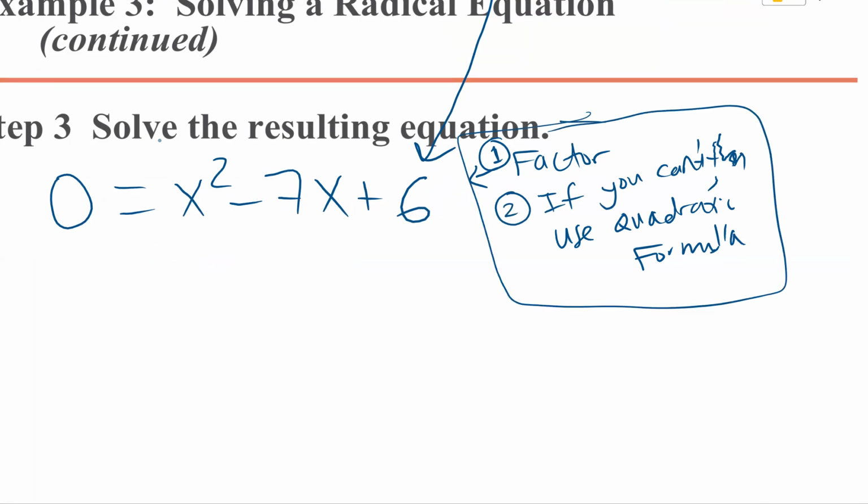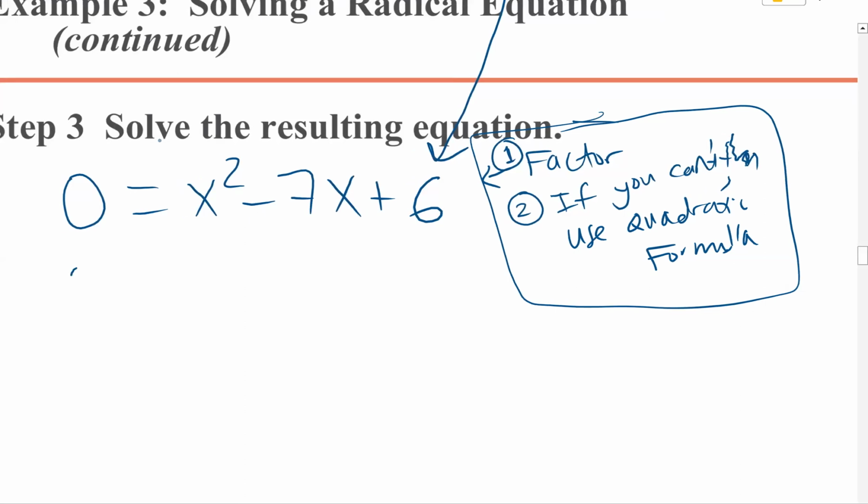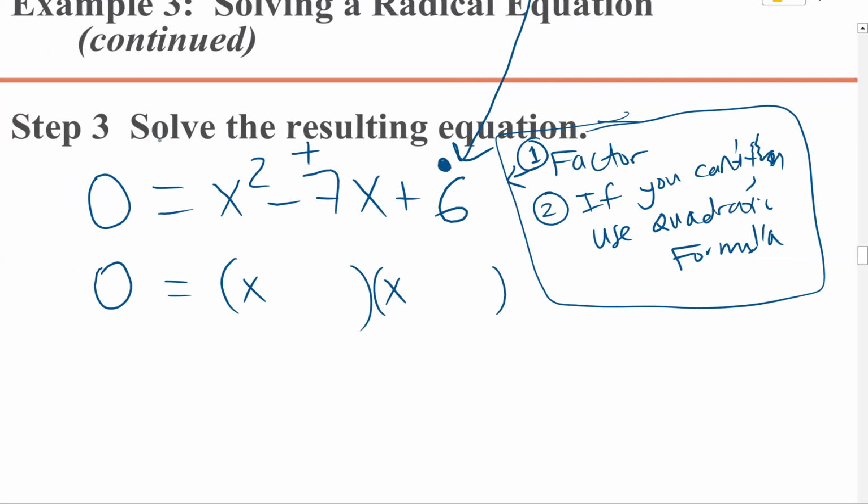Because it's much easier and quicker to factor than to use the quadratic formula. But you could use the quadratic formula if you prefer it. All right, this should factor. It's a trinomial with leading coefficient 1. I just have to ask myself, what multiplied together makes 6 but adds up to -7? I got -6 and -1, or vice versa. Those multiply to make 6 but add up to -7.